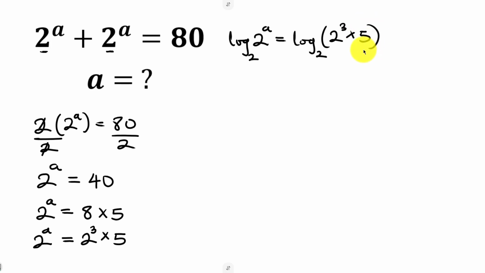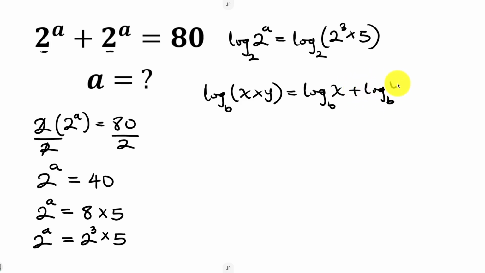Now we're going to be applying the law of logarithm on the right hand side. The law of logarithm says that when I have the log base b of x times y, as it is here, this is equal to log base b of x plus log base b of y. Now let's apply this to what we have here. So we have the log base 2 of 2 to the power a equal to, splitting this, log base 2 of 2 to the power 3 plus log base 2 of 5.